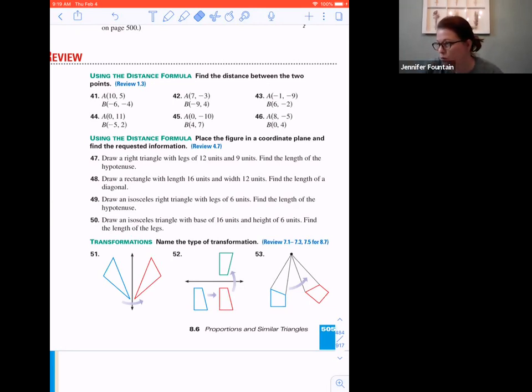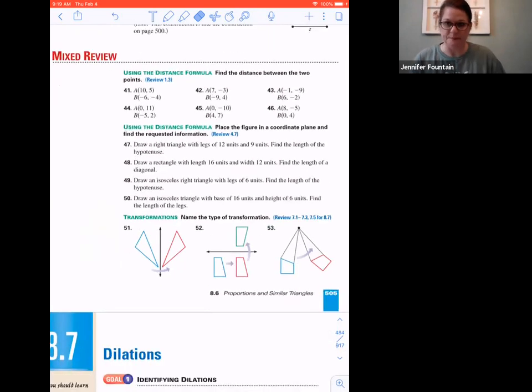And then numbers 51 and 53 are going to be practicing our transformations, and all you're doing is telling what type of transformation it is. Any questions on that?